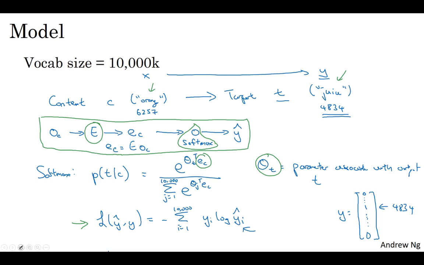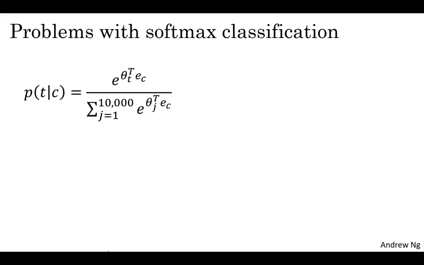Now, it turns out there are a couple of problems with using this algorithm. And the primary problem is computational speed. In particular, for the softmax model, every time you want to evaluate this probability, you need to carry out a sum over all 10,000 words in your vocabulary. And maybe 10,000 isn't too bad, but if you're using a vocabulary of size 100,000 or a million, it gets really slow to sum up over this denominator every single time. In fact, 10,000 is already pretty bad and will be quite slow, and it makes it even harder to scale to larger vocabularies.